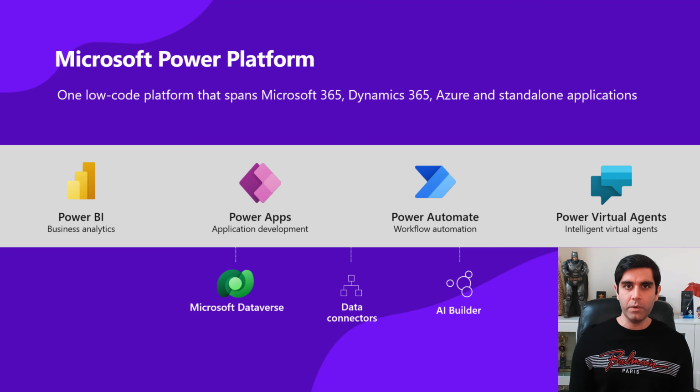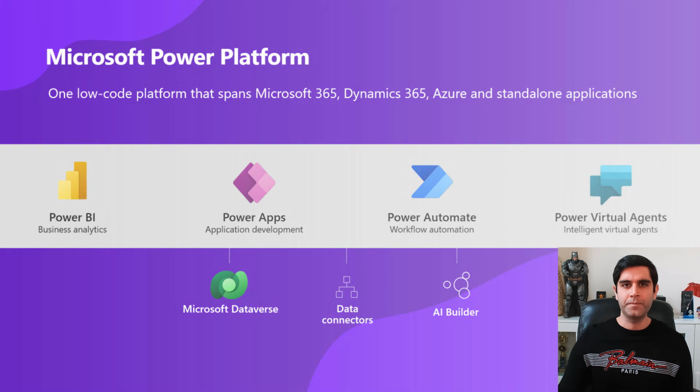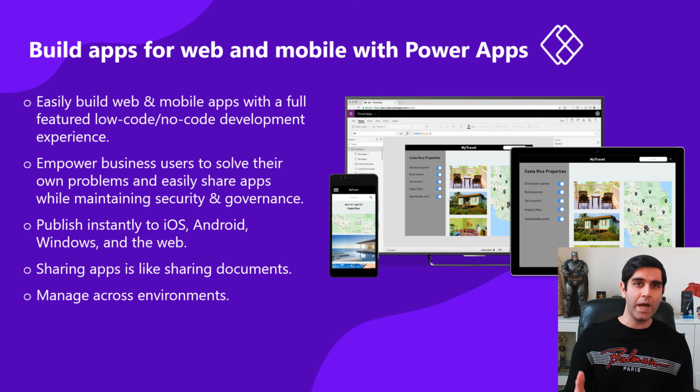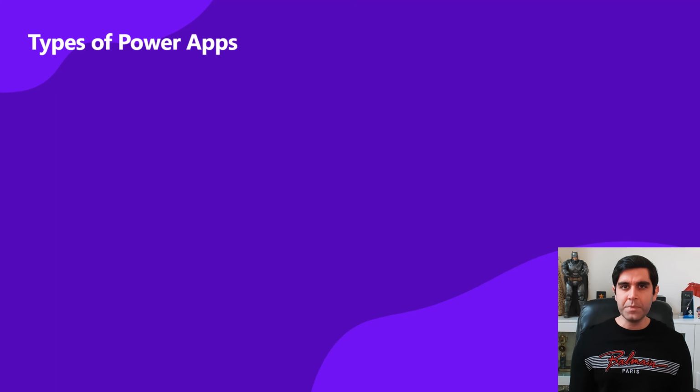Our focus for this video is specifically on Power Apps. With Power Apps, you can easily build apps for the web and mobile experiences with a fully featured low-code, no-code development experience catered towards power users, citizen developers, business users. You can create these apps and easily publish them to iOS, Android, Windows, and on the web. Sharing apps is just like sharing documents. And from an application lifecycle management perspective, these apps can be created and shared across environments. Now, there are three types of Power Apps that we can create.